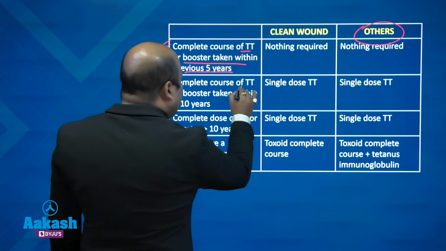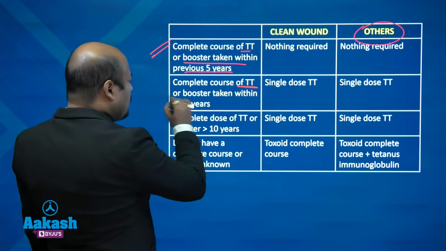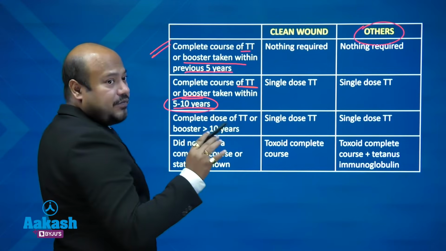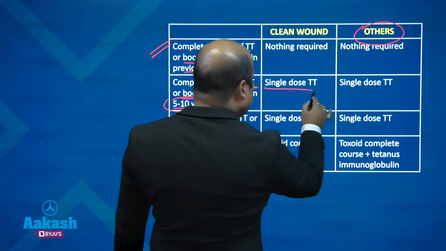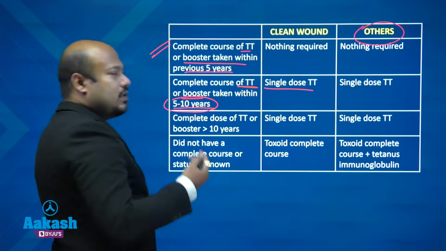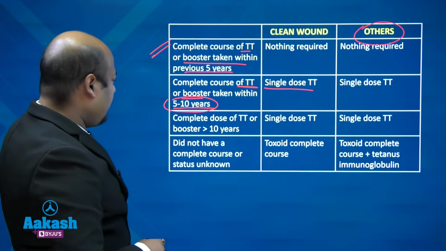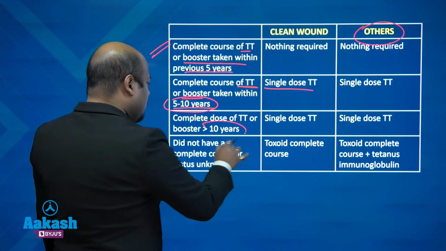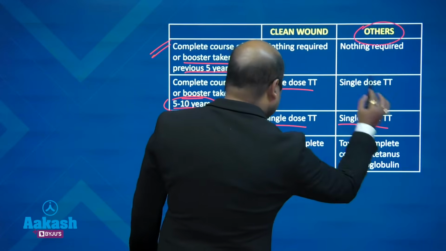Now, if there is a complete course of tetanus toxoid or booster taken within 5 to 10 years, then if it's a clean wound, you have to go for single dose TT. Others, lacerating wound, single dose tetanus toxoid. Tetanus toxoid or booster taken more than 10 years ago, single dose TT.